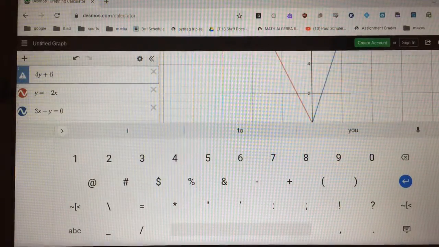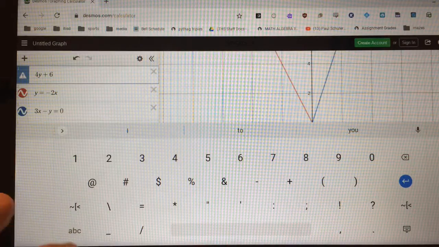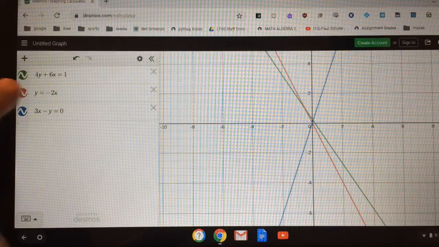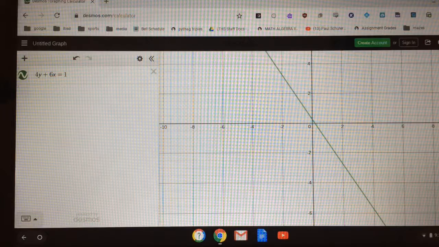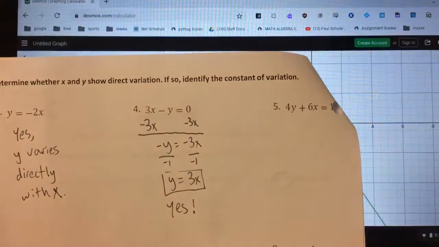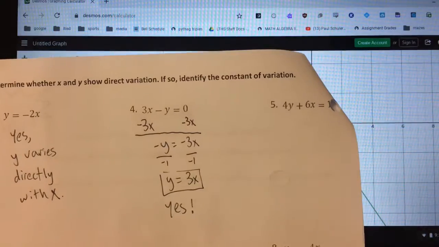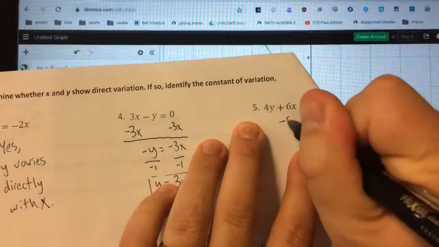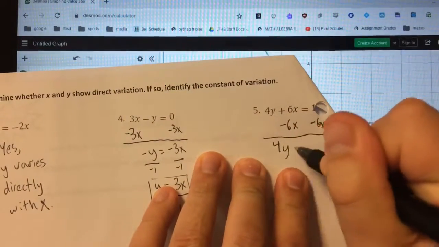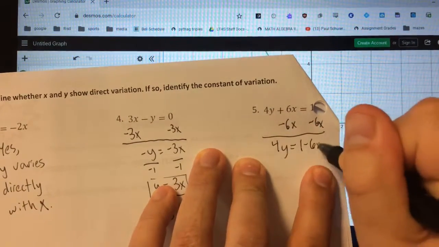So I'm just going to keep typing this in. 6x equals 1. All right. So this is getting a little muddy here, so I'm going to get rid of these other ones. So does this show direct variation? No. Why not? It does not pass through the origin. If you want to show that algebraically, you would subtract 6x from both sides, which would give you 4y equals 1 minus 6x.